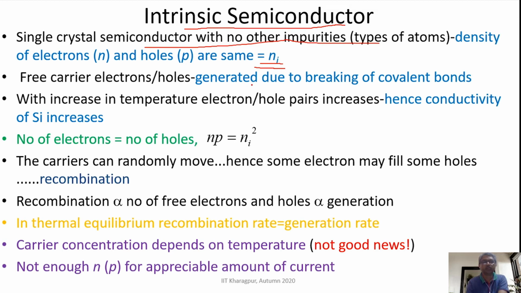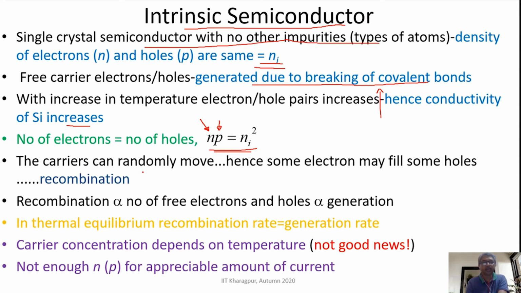The electron hole pairs are created because of the breaking of covalent bonds. With increase in temperature, electron hole concentration will increase, and the conductivity of silicon increases. Now this is usually represented as np = Ni^2, where n is the concentration of electrons and p is the concentration of holes, and the product of these is equal to Ni^2.